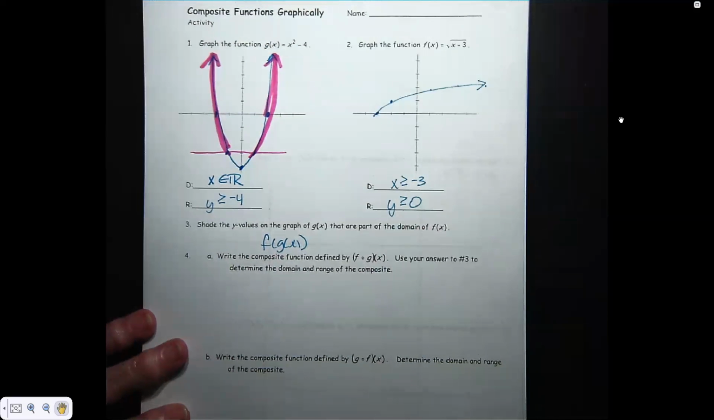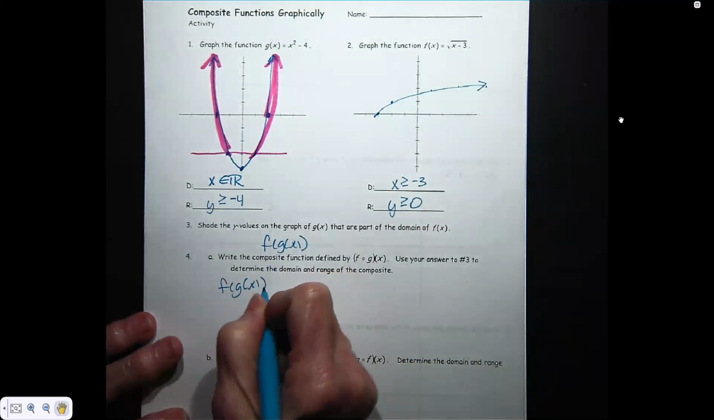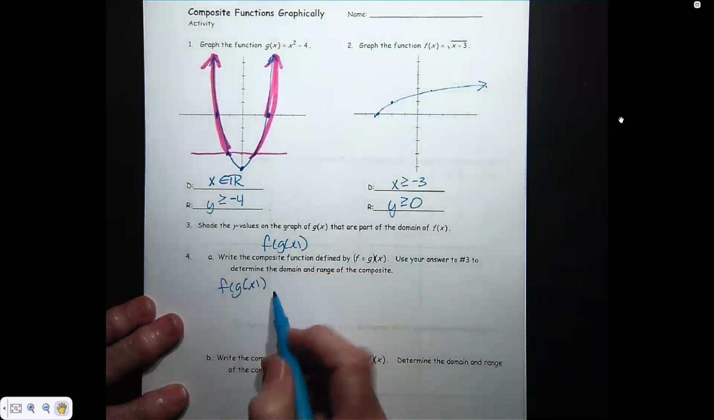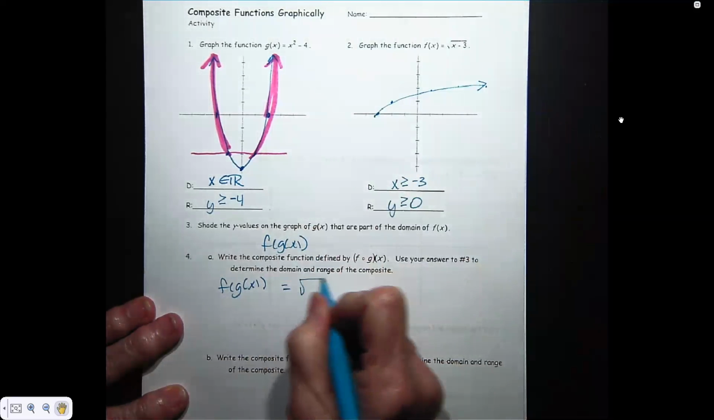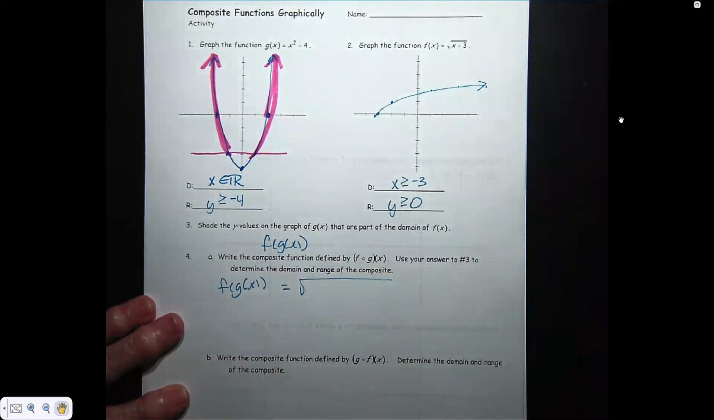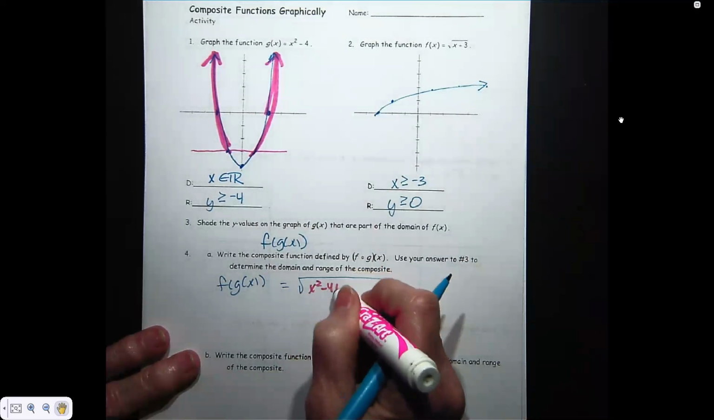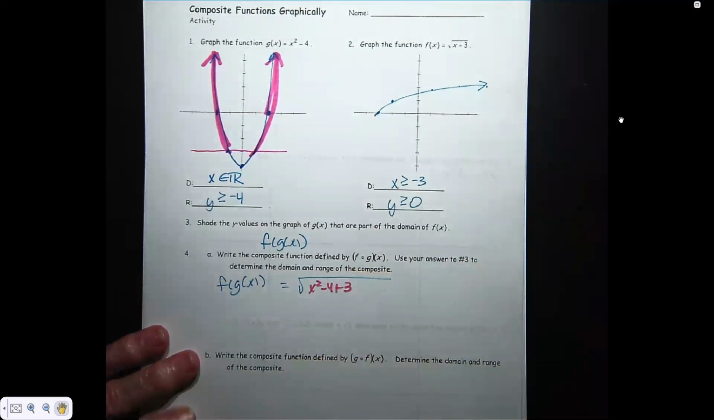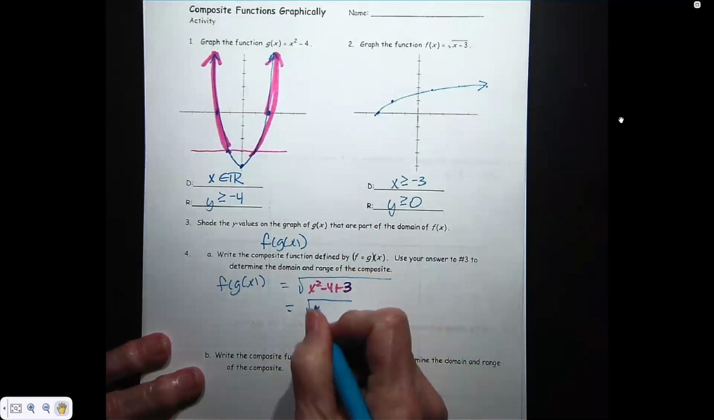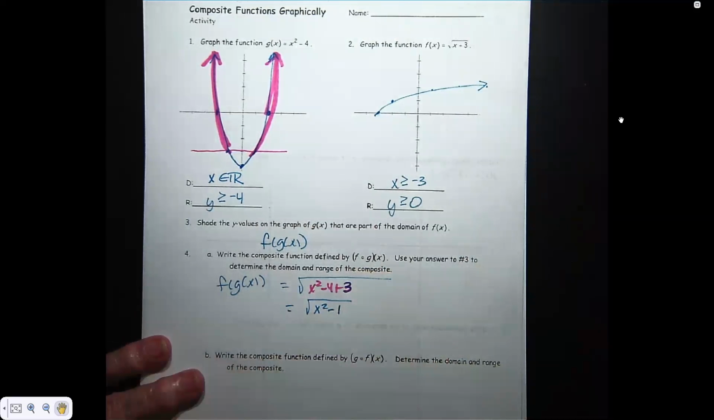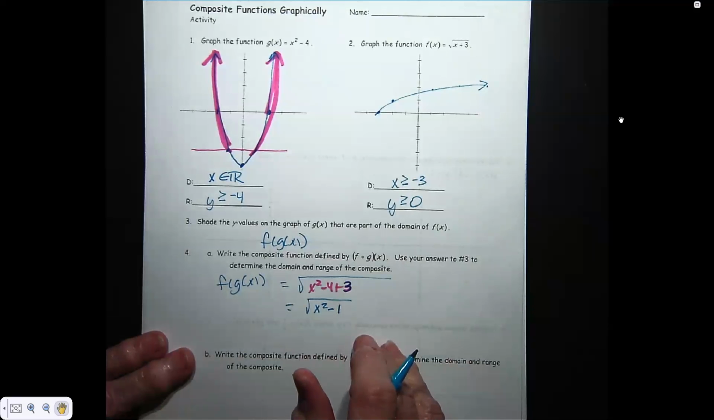Right, the composite function is defined by f of g of x. So that composite function would take the inner function and put it there. So I would have the square root of x squared minus 4 plus 3. Which would become the square root of x squared minus 1. So that would be the composite function.